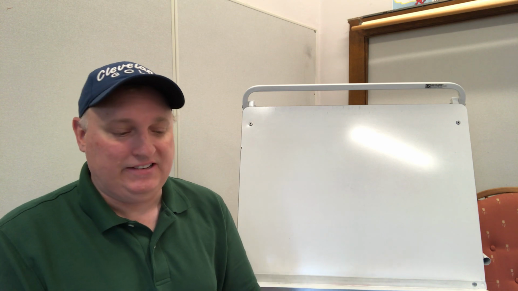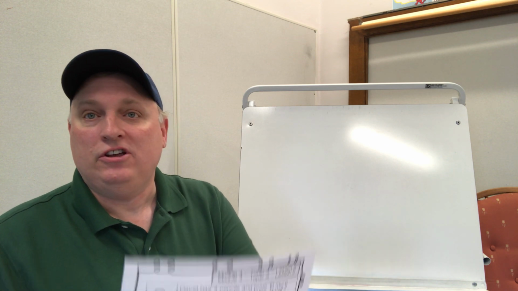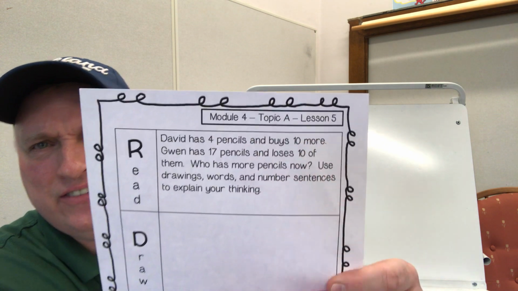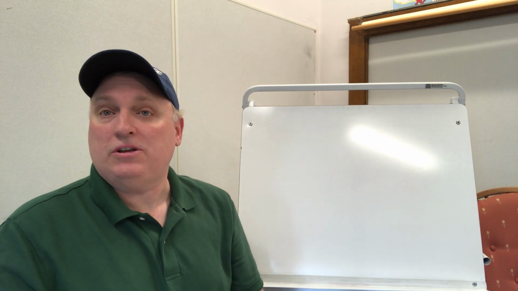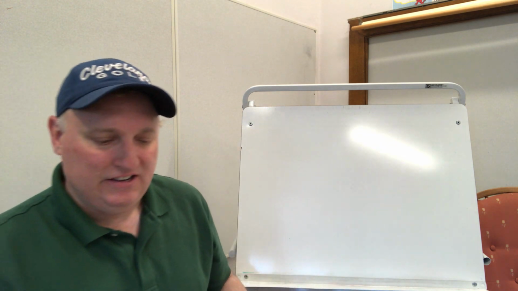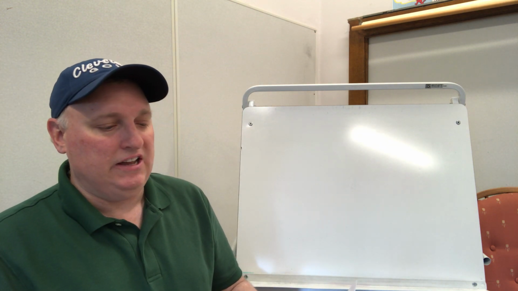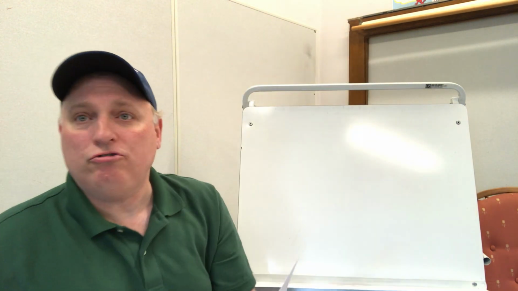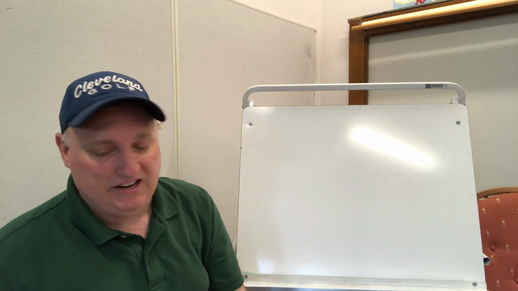What I need you to get today is the worksheet that says Module 4, Lesson 5, which is something I dropped off previously. It starts with the name David, and then I also need you to get the Lesson 5 problem set, because those are what we're going to be using today.